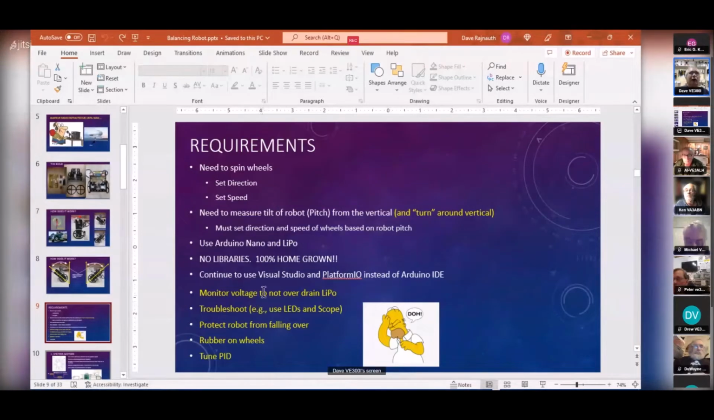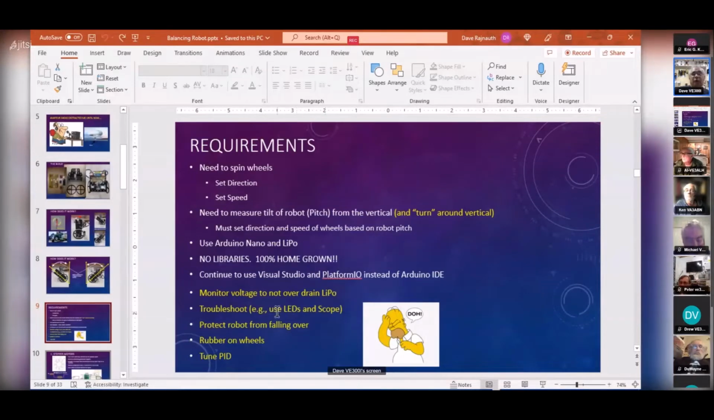Based on these requirements, I started building, and then some other things cropped up which I didn't foresee. One is that LiPos have a minimum voltage, and if you drain the LiPo beyond a specific voltage, you damage it. So I had to jerry-rig a circuit to monitor the LiPo voltage to make sure I don't overdrain it.